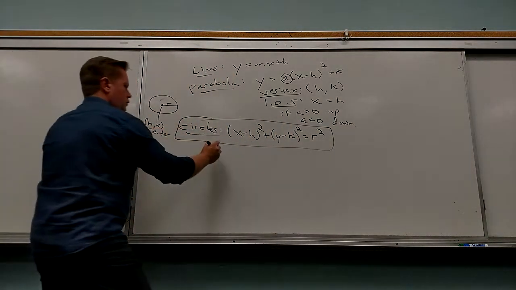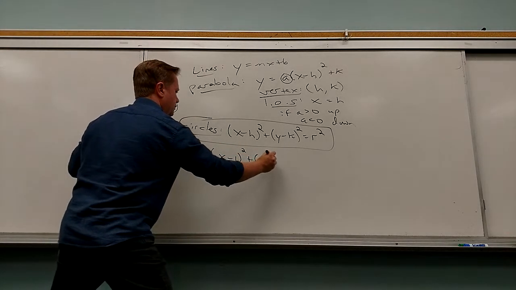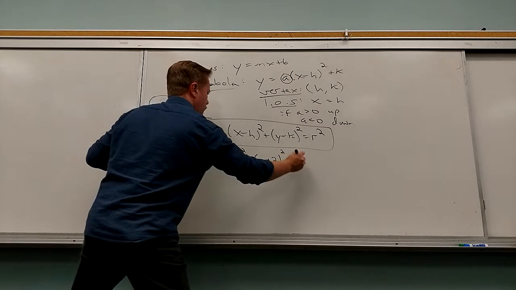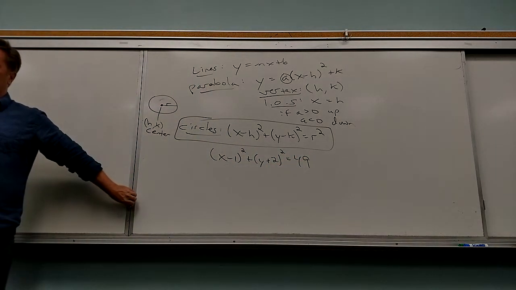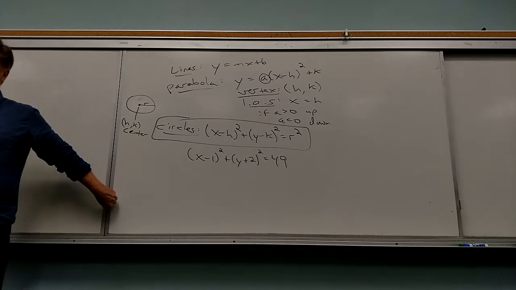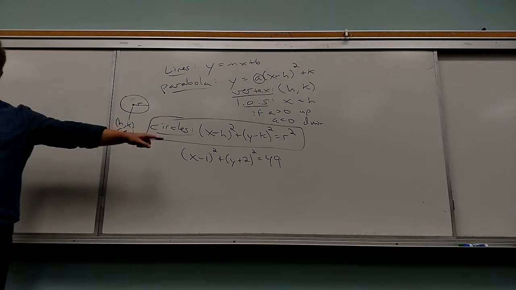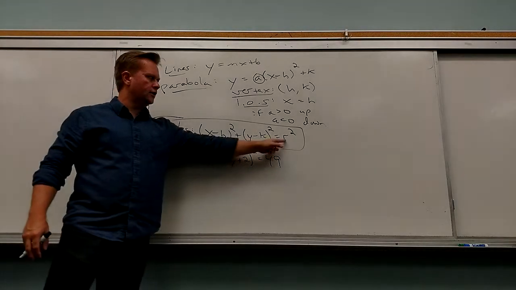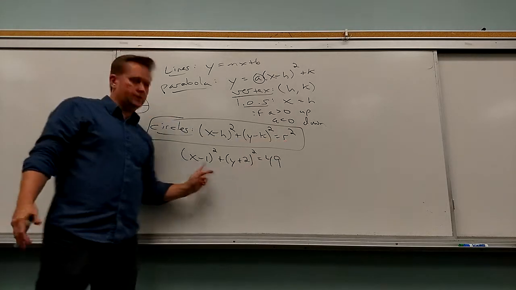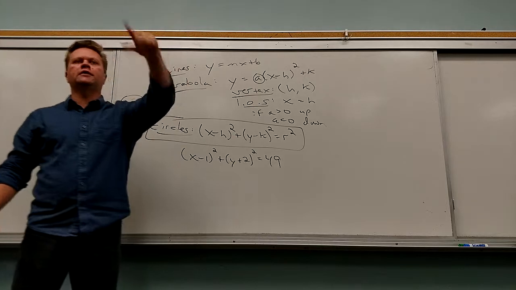So if I saw a circle equation that looked like (x − 1)² + (y + 2)² = 49, let's start off with what would the radius be? 7. Yeah, why? Because 49 must be r squared. It's in the right form. So whatever this number is, it's r squared, therefore r is 7.